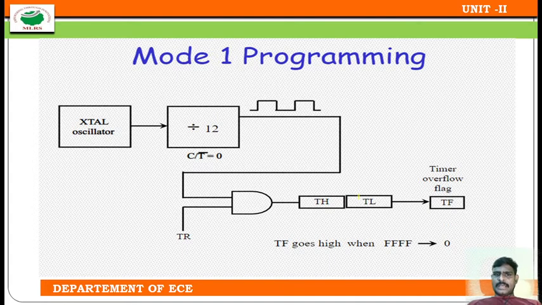Here I am using a 12 megahertz crystal oscillator because a machine cycle takes 12 clock cycles. So to calculate the time period of one machine cycle, I need to divide the crystal oscillator frequency by 12, and this is the block diagram for that.